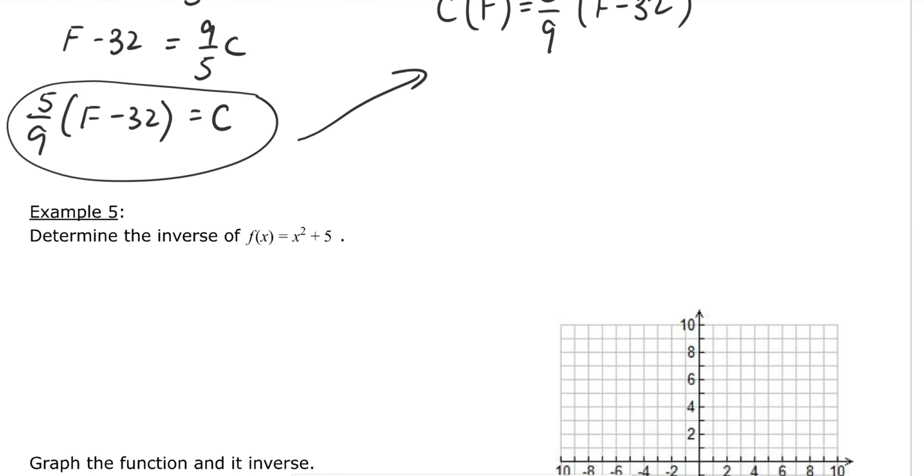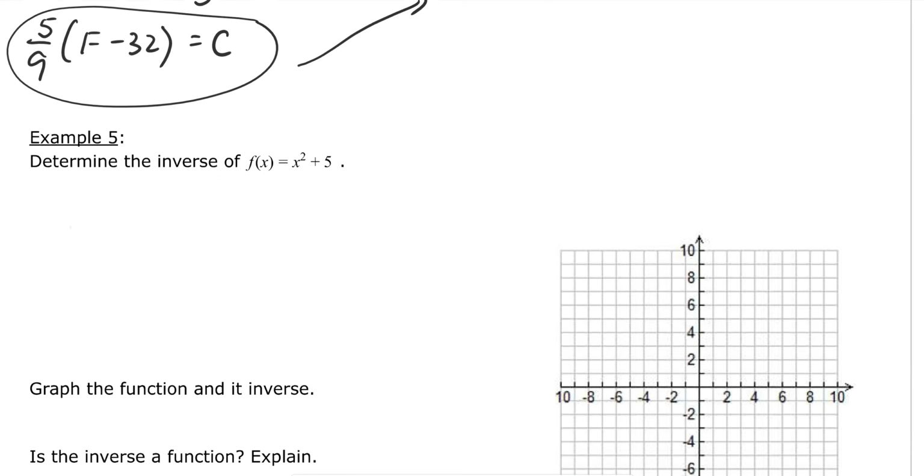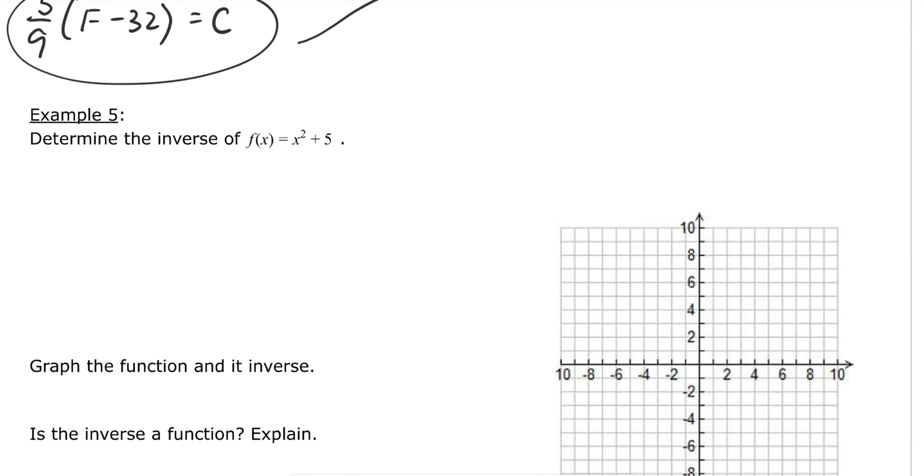Back to functions. Now let's look at a quadratic. What would that look like? Determine the inverse. So this one is just a function. It's not a word problem. So you can write it as y equals x squared plus 5. And to determine the inverse, you're going to switch the variables. x becomes y on the left side, and x squared becomes y squared plus 5. And now we're solving for y. We're going to isolate for y.